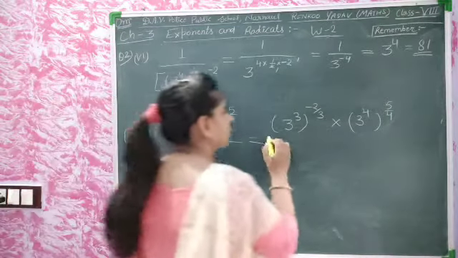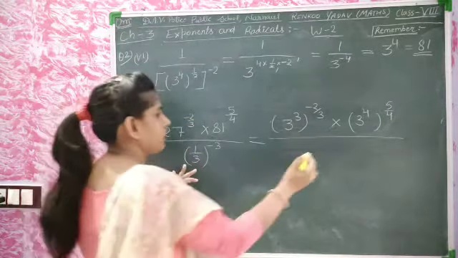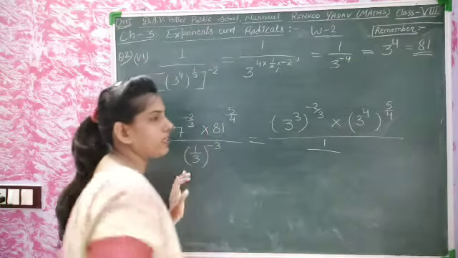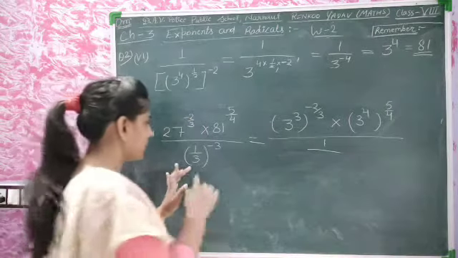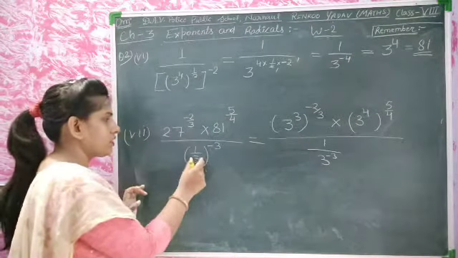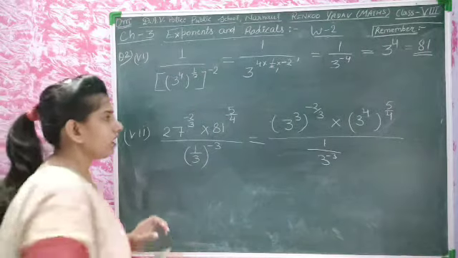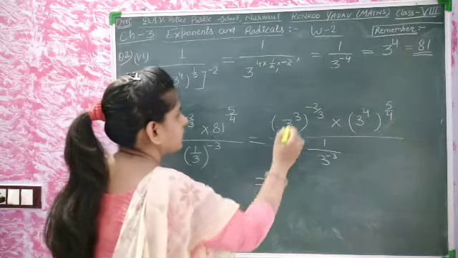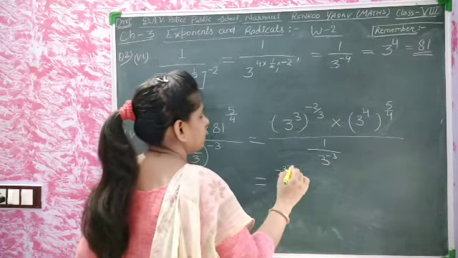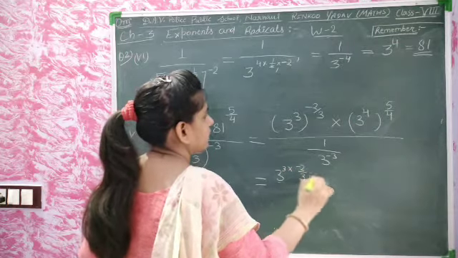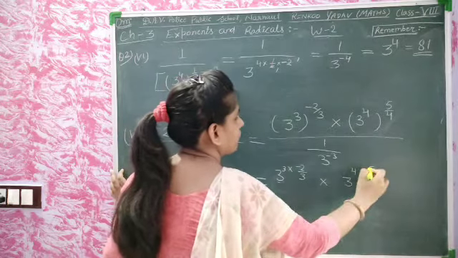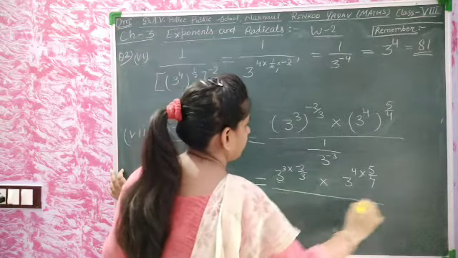ओके, अब हम डिनोमिनेटर लेंगे. डिनोमिनेटर में सेम, 1 to the power anything else is 1 always, and 3 to the power minus 3. Its power is dividing it into this and this. Okay, and now we will solve it as the powers are multiplying here: 3 to the power 3 into minus 2 by 3, into 3 to the power 4 into 5 by 4, and it will be divided.